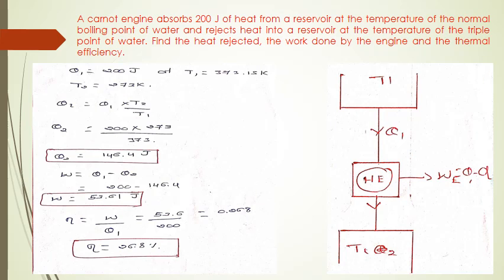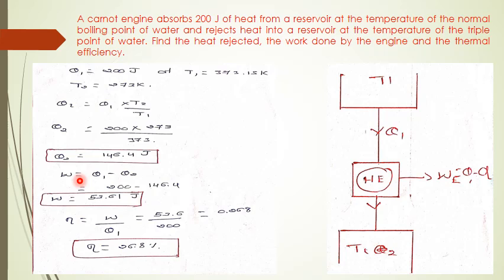Then the next problem. A Carnot engine absorbs 200 joule of heat from a reservoir at the temperature of the normal boiling point of water and rejects heat into a reservoir at the temperature of the triple point of water. Find the heat rejected, the work done by the engine and the thermal efficiency. Q1 is 200 joule at T1 373.15 Kelvin and T2 is 273 Kelvin. Using this Carnot corollary theorem, we can write Q2 by Q1 is equal to T2 by T1. Then Q2 is 146.4 joule.